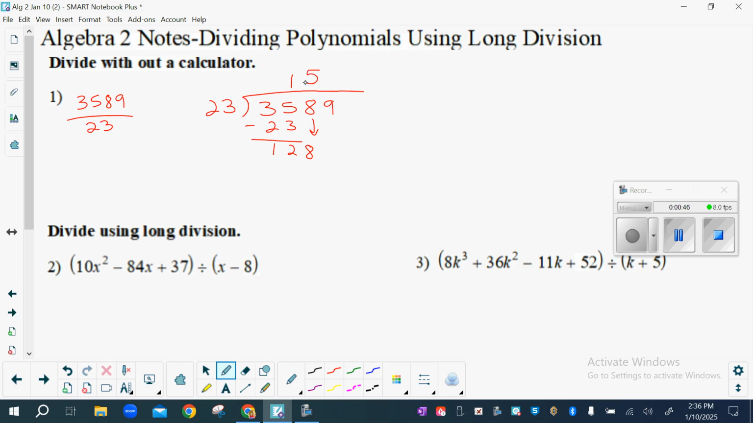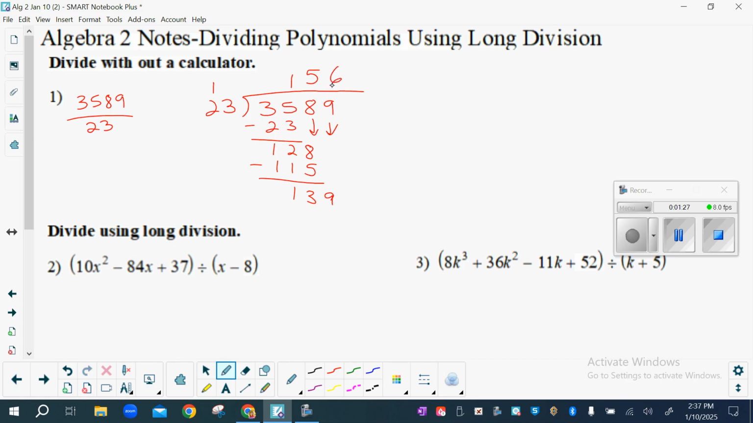So when we multiply that, we take 5 times 3, which is 15. So 5, and then we carry the 1 up here. 5 times 2 is 10, plus 1 is 11. And then we subtract again. And we get 13. And what do we do next? Bring down the 9. And so how many times does 23 go into 139? It's probably going to be more than 5, isn't it?